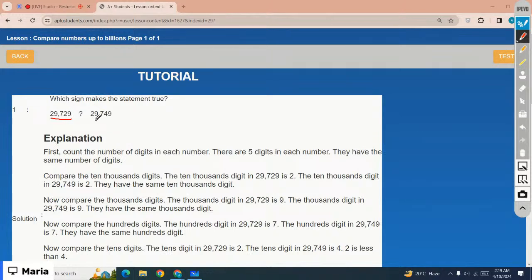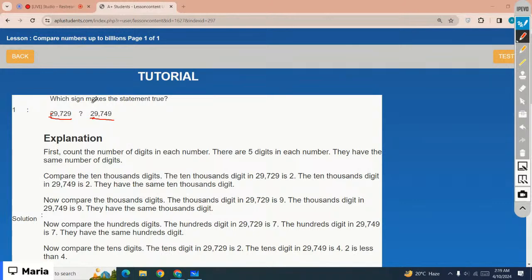29,729 has 5 digits and 29,749 also has 5 digits, right? You always start comparing with the digit that is at the highest place value, right? So the first digit on the left is the one that is at the highest place value. So start comparing 2 and 2. They both are exactly equal, right?